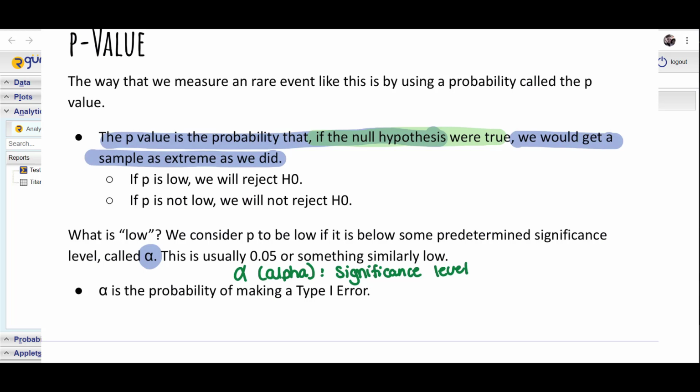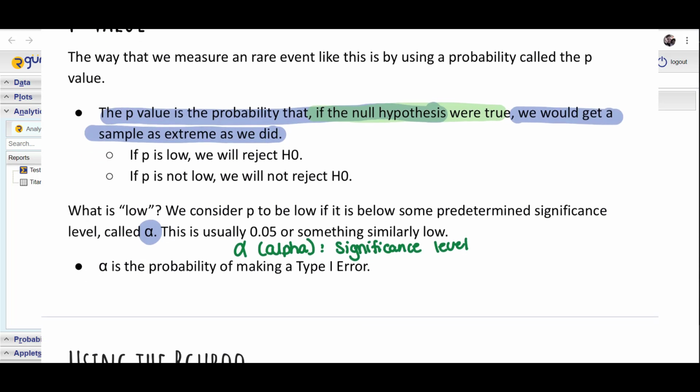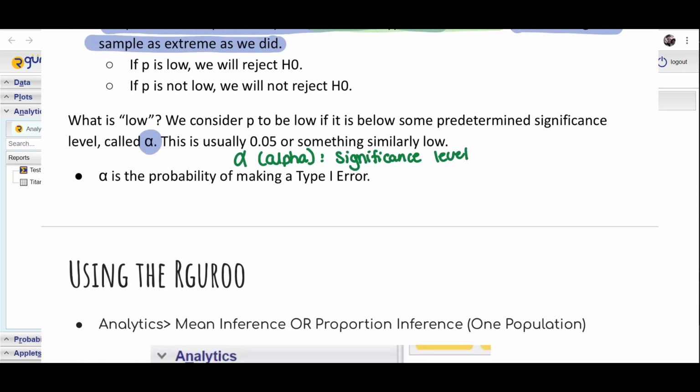We can redefine it as 10%, 0.10 instead, and say anything less than 0.10 we consider to be unusual. We could say it's 0.01, and anything less than 0.01 we consider unusual. We define that when we're doing the hypothesis test, and it's what we consider to be unusual. Now, that's normally given in a hypothesis test question, but if it's not given, we assume the significance level is 0.05. And if you want to get technical, alpha is the probability of making a type 1 error.